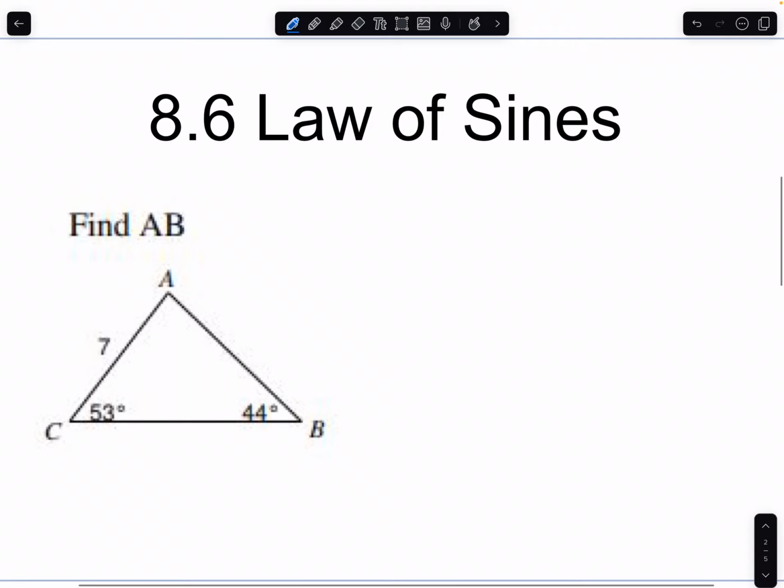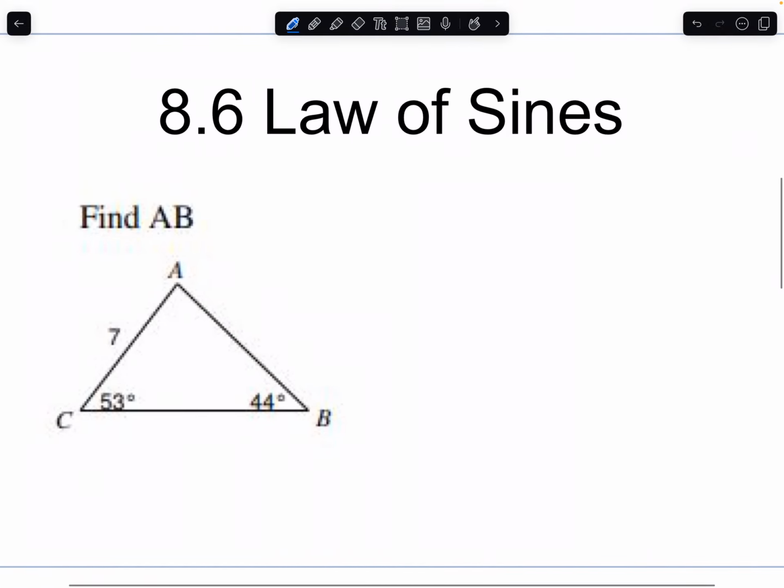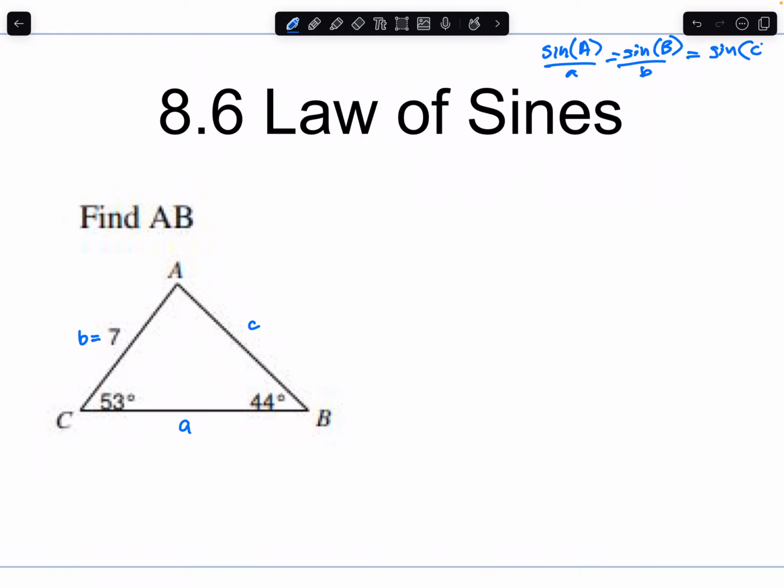So here's a scenario. As you can see, we have an acute triangle. We're trying to find the length of AB. Before we do so, we're going to label the opposite sides to the opposite angles. So angle A is opposite to side A. Angle B is opposite to side B, so B equals 7. And then C, of 53 degrees, is opposite to side C. These are all lowercase letters. I'm going to put my formula here in the top. Sine A over A equals sine B over B, which equals sine C over C.